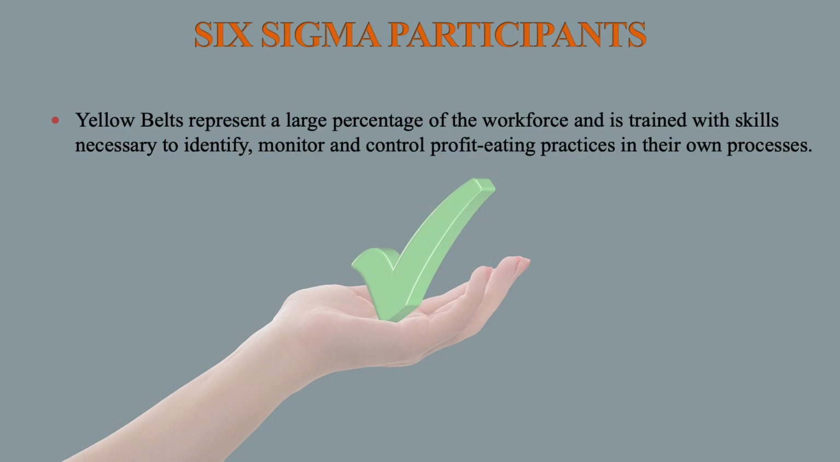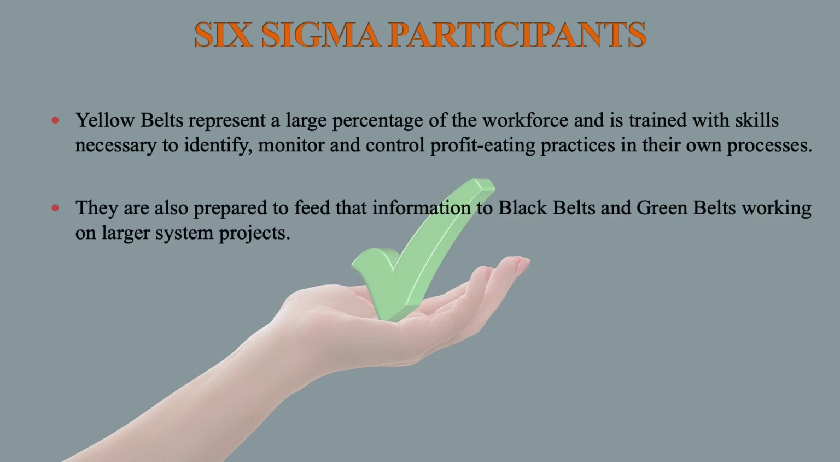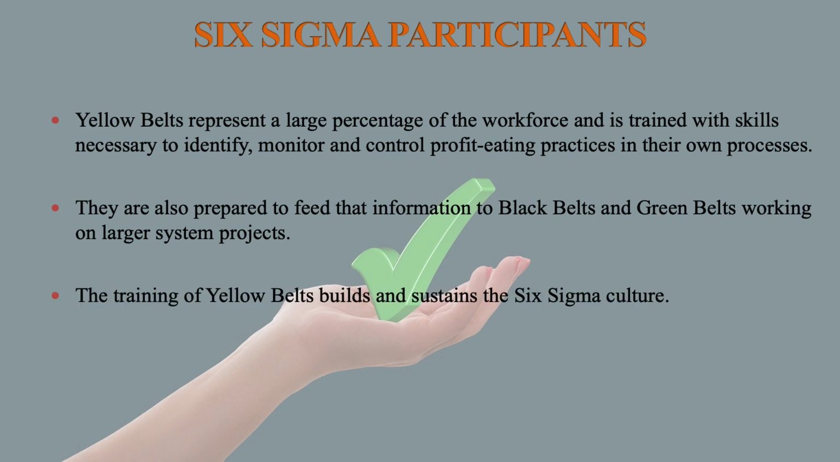Yellow belts represent a large percentage of the workforce and are trained with skills necessary to identify, monitor and control profit-eating practices in their own processes. They are also prepared to feed that information to black belts and green belts working on larger system projects. The training of yellow belts builds and sustains the Six Sigma culture.